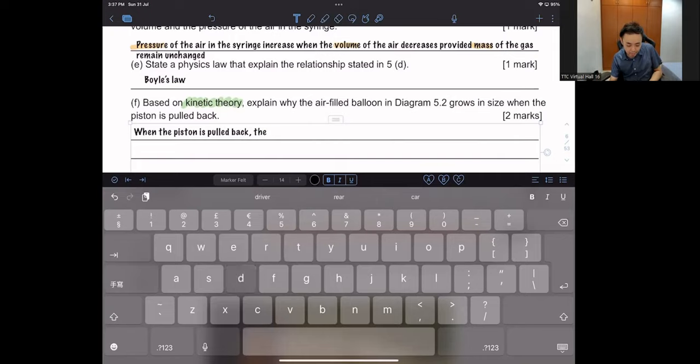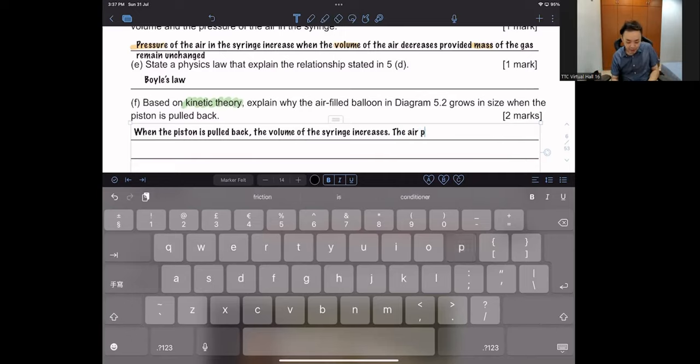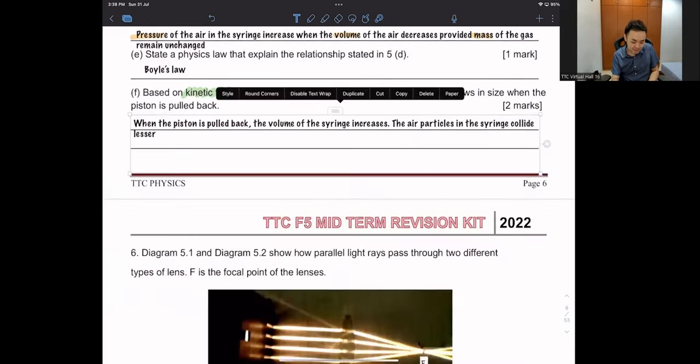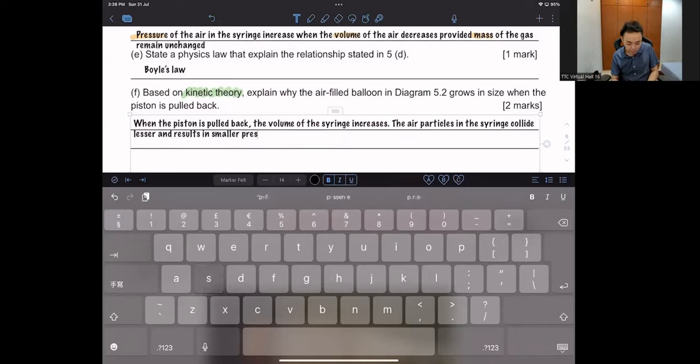The volume of the syringe increases. What happened next? The volume increased already? No, too fast. Why does the pressure decrease? Explain yourself. This is one of the bad habits. You always like to jump straight to it. Not wrong, but you're skipping too much. The pressure decreases, everybody knows why. Then say so: the air particles in the syringe collide less and result in smaller pressure in the syringe. Or you can say it causes the pressure to decrease, that also works.